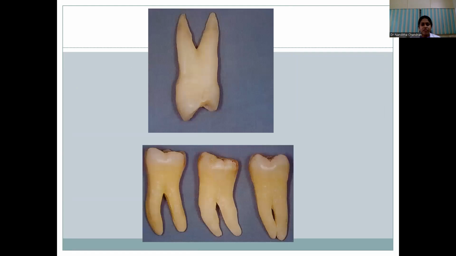Coming to the anatomy of a premolar. The maxillary first premolar is the only premolar which has two roots, a buccal and a palatal root. So there are two furcations, mesial and distal. And a mandibular molar has two roots, a mesial and a distal root. So we have two furcations, buccal and lingual.